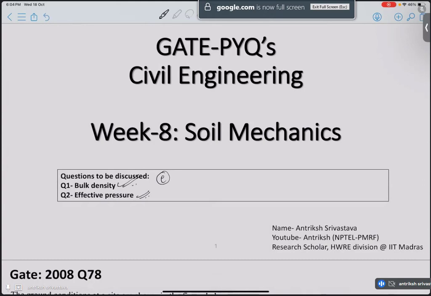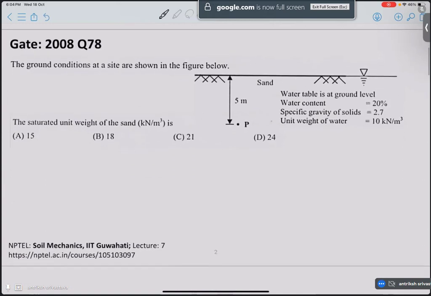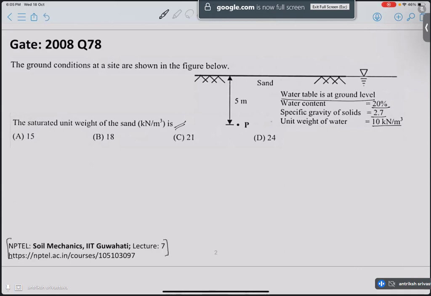Okay, so let's start. First question, GATE 2008, question number 78. The ground conditions at a site are shown in the figure below. The saturated unit weight of sand is to be calculated in kilonewton per meter cube. The water table is at the ground level. Water content is 20%. Specific gravity of solids is 2.7. Unit weight of water we can take as 10 kilonewton per meter cube.